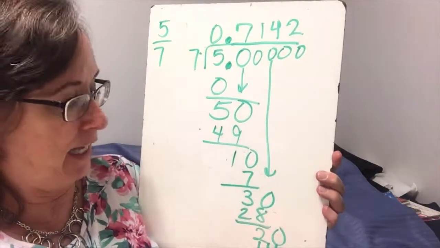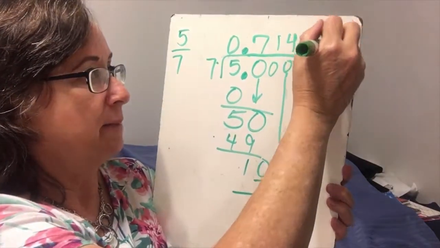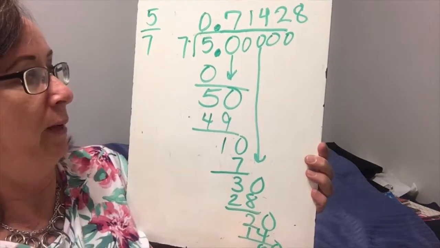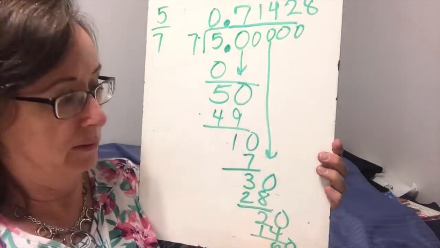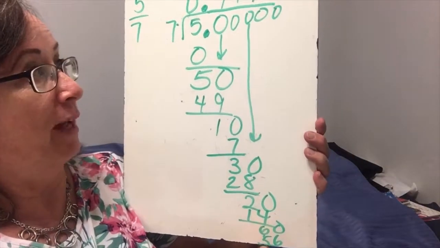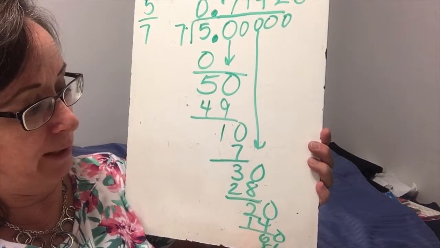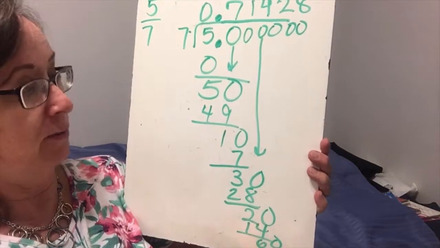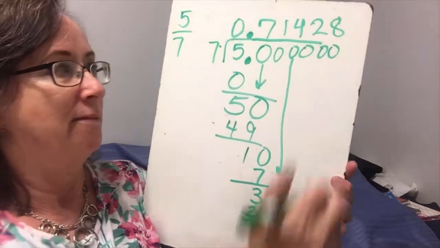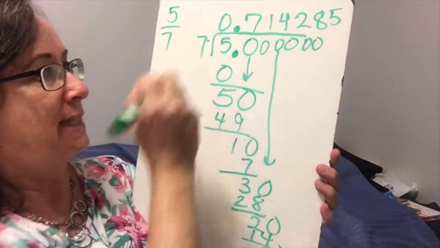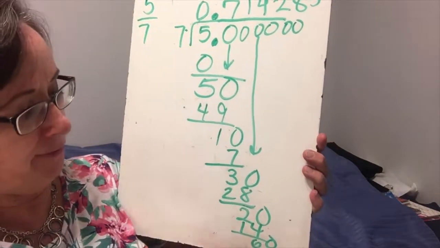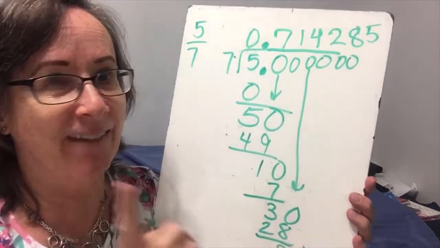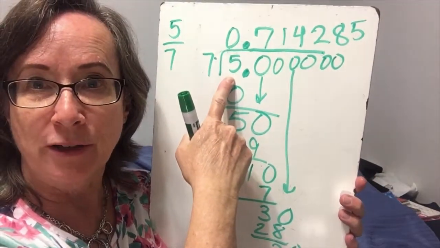7 into 60 is going to be 8 times. 8 times 7 is 56. And what do we have left? We have a 4. Okay? And I ran out of room down here. We have a 4. And then when we put the 4 down here, we bring down the 0. And bring down the 40. And 7 goes into 40 5 times. And 5 times 7 is 35. And 35 taken from 40 is 5. And we start back over again.